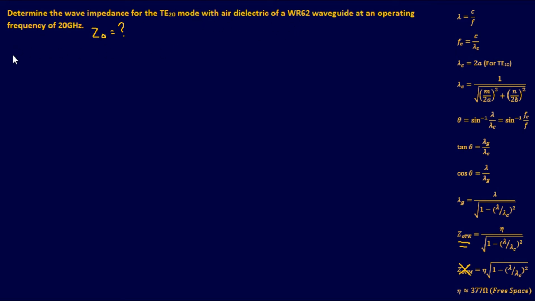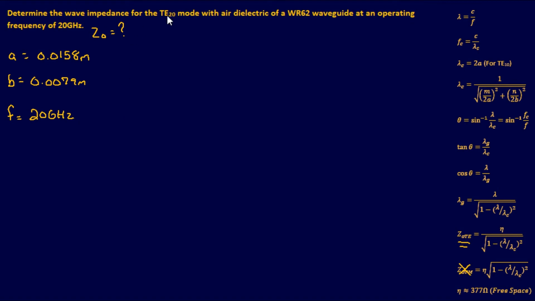We know A and B from the previous example. A is going to be 0.0158 meters. B is going to be 0.0079 meters. All right, so far so good. We know our operating frequency is 20 gigahertz, so that means F is going to equal 20 gigahertz.